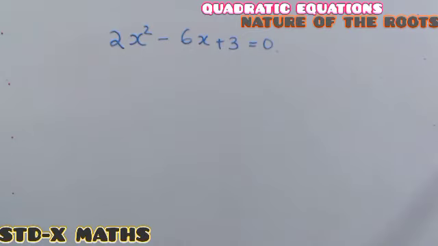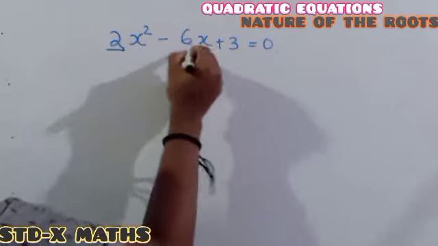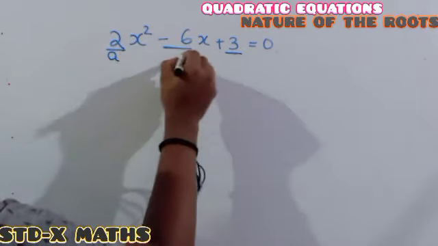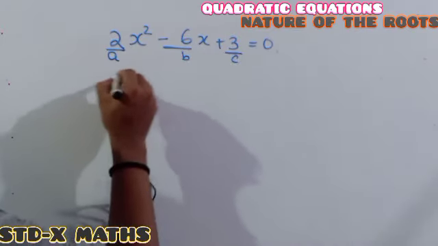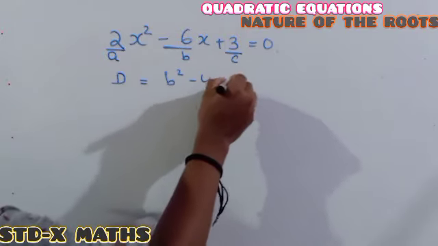Now we will discuss another question. In this equation, it is also asked that you have to find the nature of the roots, and the trick is always the same. This one is our A, this one is our B, which is minus 6, and this one is our C. So first you have to check the D value. The D value will be B square minus 4AC.